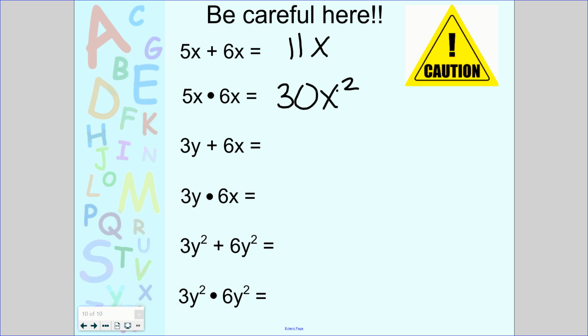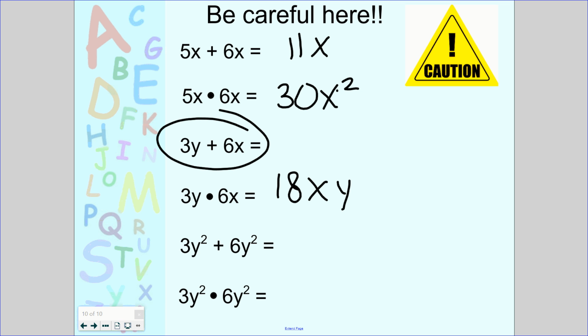Okay, 3y plus 6x. It's addition, so I look for like terms. Do I have like terms? Do they have the exact same variable? No. So guess what? That's your answer. There's absolutely nothing you can do with that problem. There's no way to combine. Now, if I change it to a multiplication, I don't have to have like terms. I just start multiplying things together. So 3 times 6 gives me 18. X times y doesn't give me any sort of squared. All we do is pretty much just put them next to each other. XY or YX, something like that at the end.